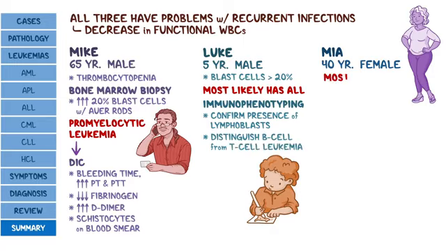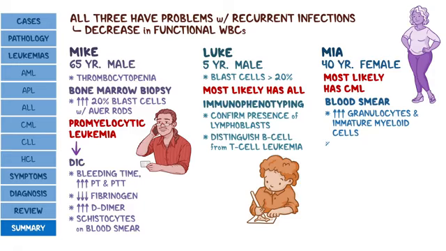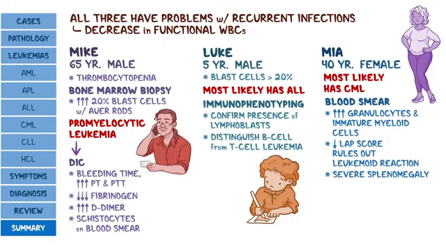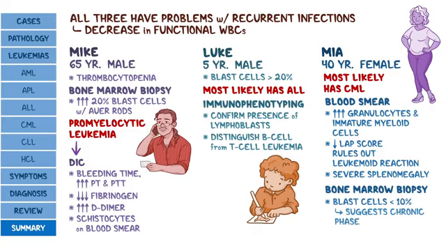Finally, Mia most likely has CML, since there's increased granulocytes and immature forms of myeloid cells in her blood smear. Her low LAP score rules out leukemoid reaction. The severe splenomegaly is also a classic sign. Bone marrow biopsy shows blasts less than 10%, which suggests that she is in the chronic phase of CML.